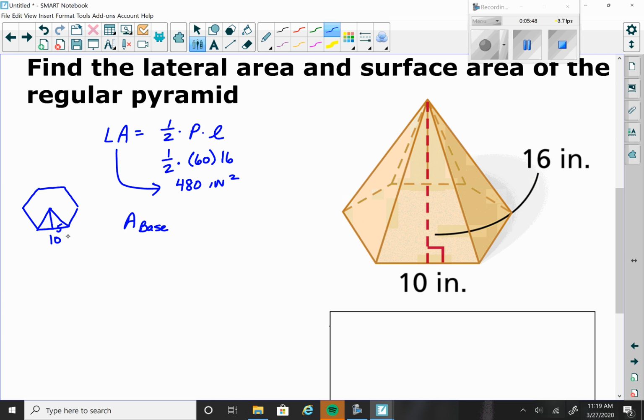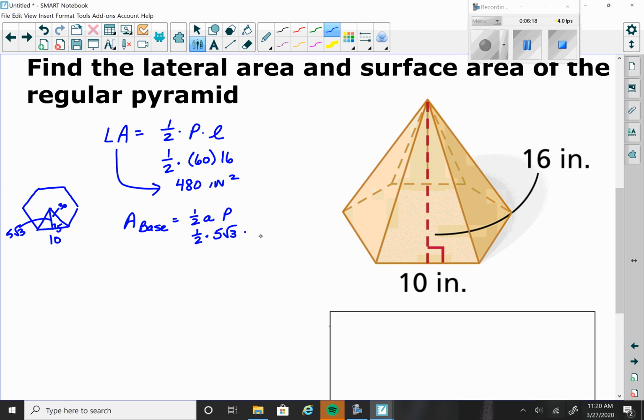Remember that if this is a hexagon, this angle right here is going to be 30. So I have a 30, 60, 90 triangle. And if the short leg is 5, then I know that the long leg is 5√3. So the area of a regular polygon, think back, it's 1/2 times the apothem times the perimeter. So this is going to be 1/2 times my apothem, which is 5√3, times the perimeter.